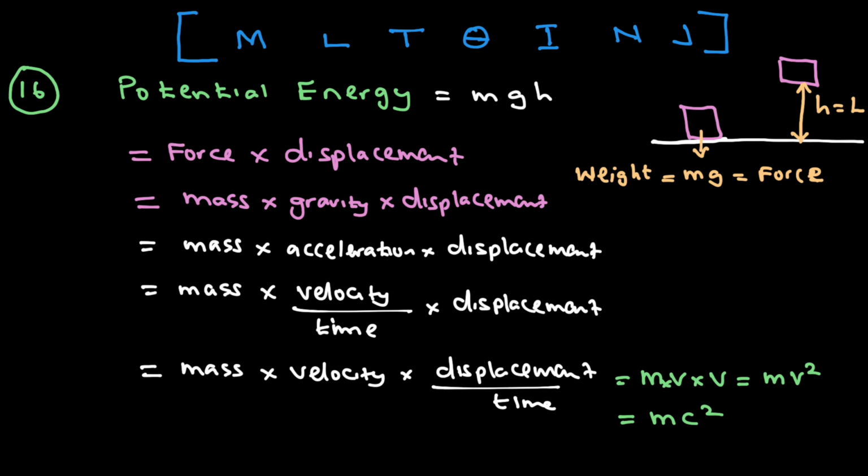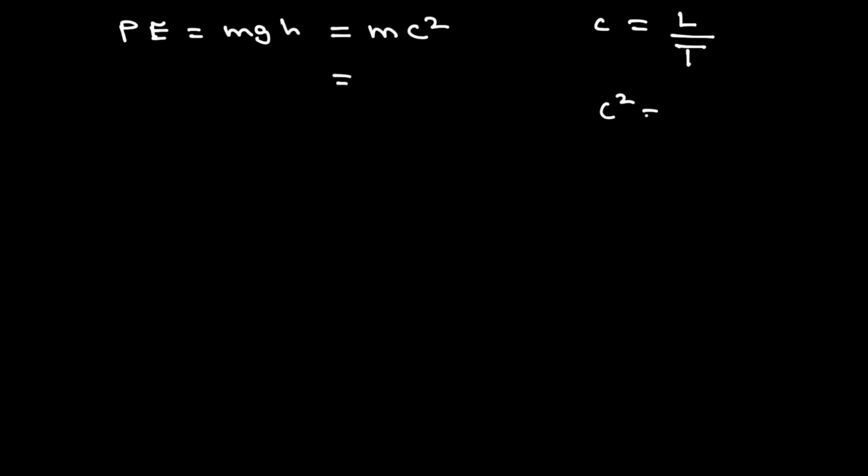And I know what mc squared is from what we did last. So potential energy, we said, is mgh, and we proved that to be mc squared. And we know what c is. C equals displacement L over time. And if I want to do c squared, that would be L over time squared, which is L squared over time squared. Don't forget L is displacement.